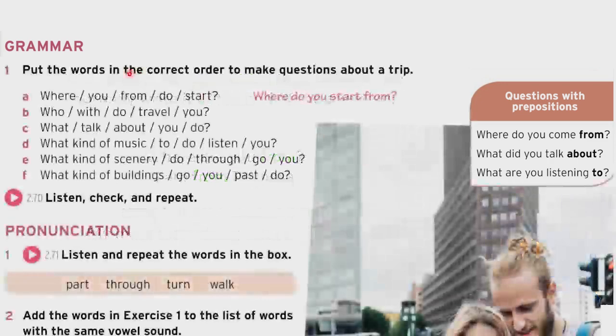So in the first exercise, you're gonna put the words in the correct order to make questions about a trip. For example, where do you start from? As you can see, from is at the end. In letter B, we have, who with do travel you? Well, the question will start with who, then do you travel, and the preposition at the end. Who do you travel with? Okay, so do it, and when you finish, I'll play the audio so that you can check the answers.